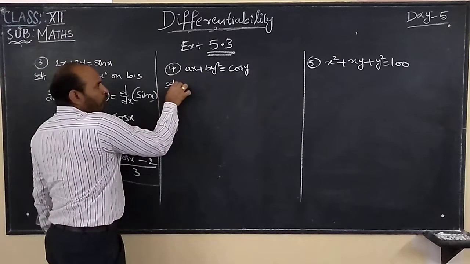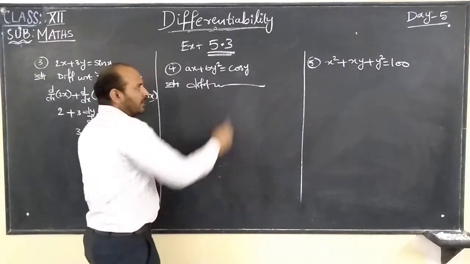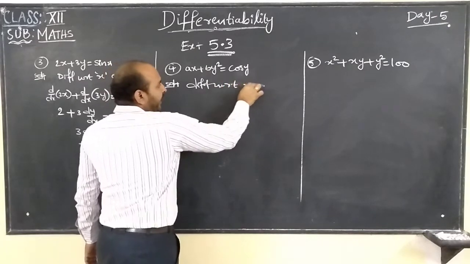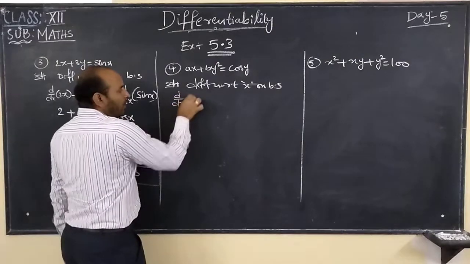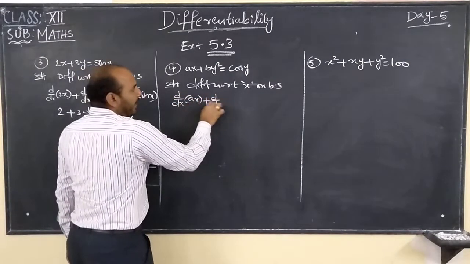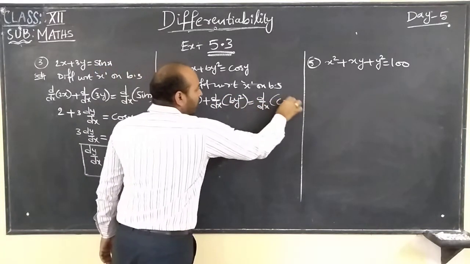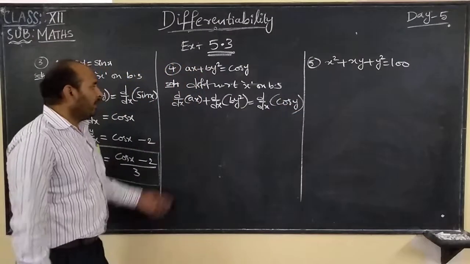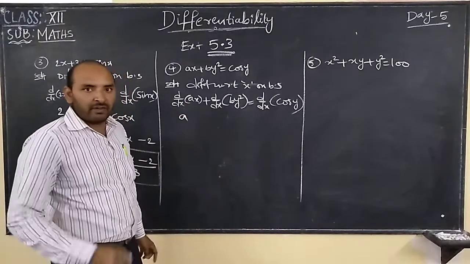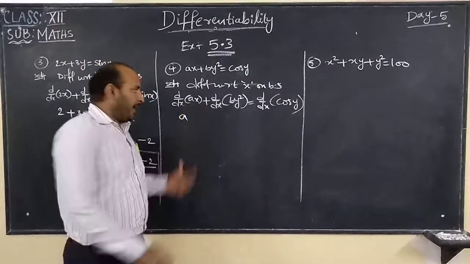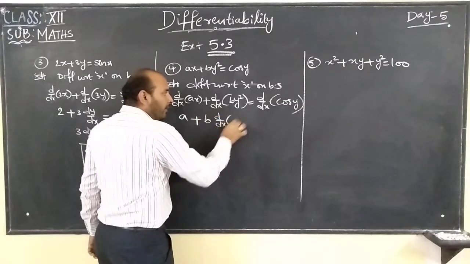Next, question number 4. Again, same rule. Differentiate with respect to x on both sides, so apply the derivative to both terms. D by dx of ax plus d by dx of b y square is equal to d by dx of cos y. So the derivative of ax, direct formula, is a. Derivative of kx is k, derivative of ax is a. Plus, with respect to x, b is constant, and again apply the derivative to the second value, that is y square.